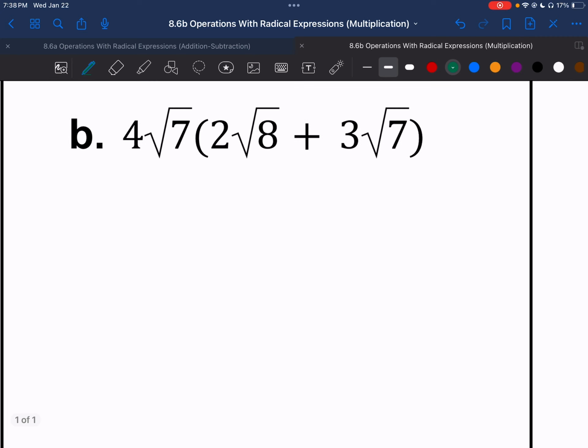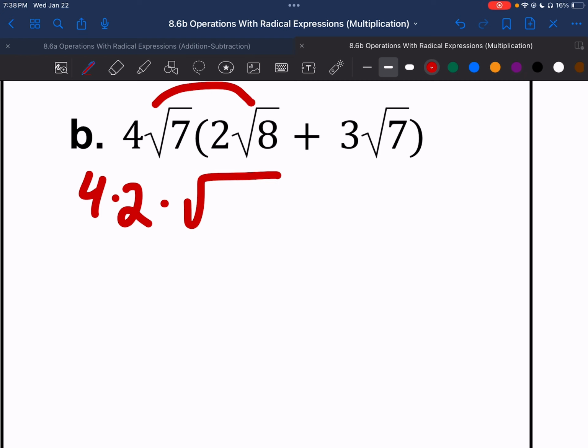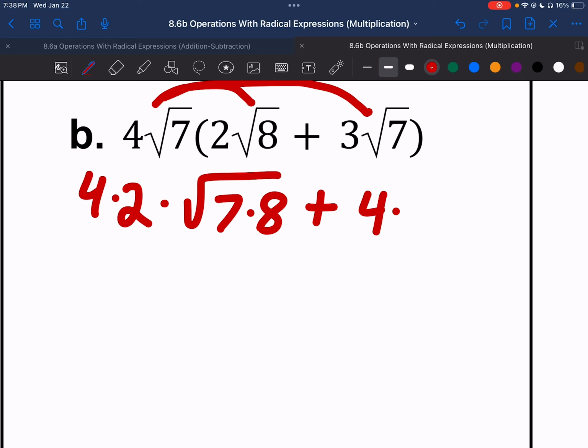Letter B. We've got 4 root 7 times 2 root 8. So let's group it together. We have 4 times 2 times the square root of 7 times 8. And then we've got plus 4 root 7 times 3 root 7. So that's 4 times 3 square root of 7 times 7.